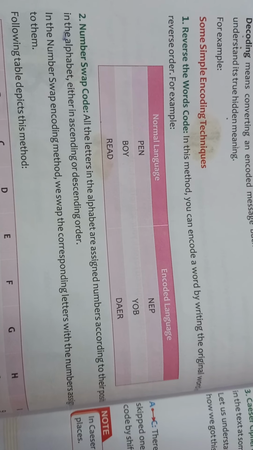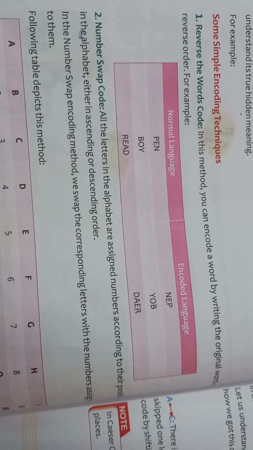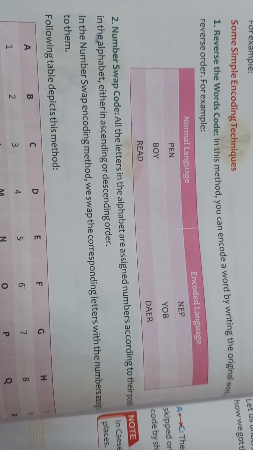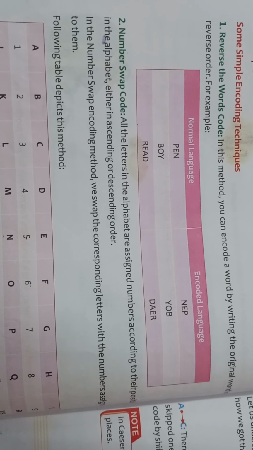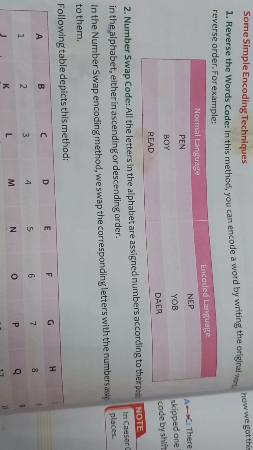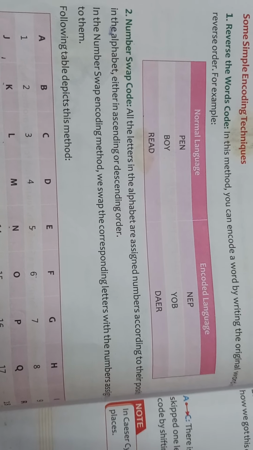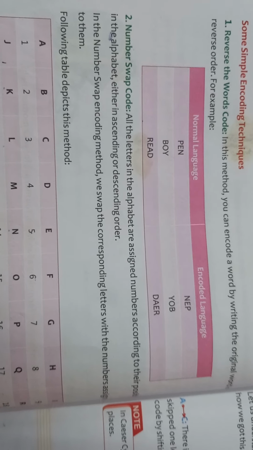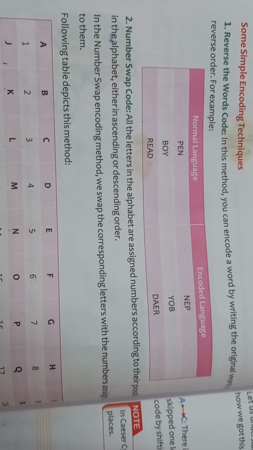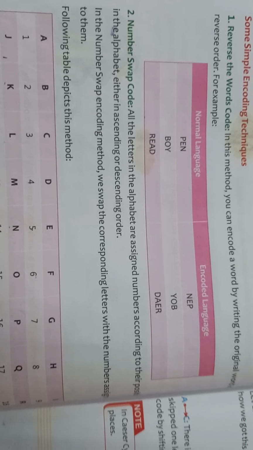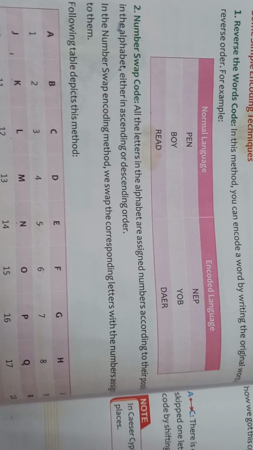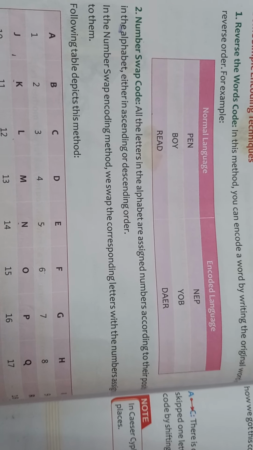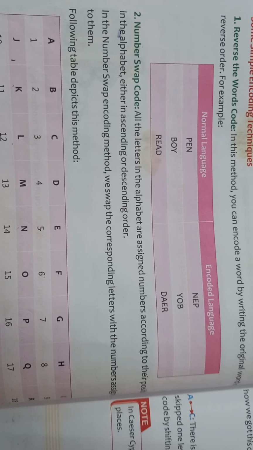There are three types of simple encoding techniques. First is the reverse the words code. In this method, you encode a word by writing the original word in reverse order. Suppose this is a pen. What will be the reverse form of pen? NEP. Then boy, what will be the reverse? YOB.